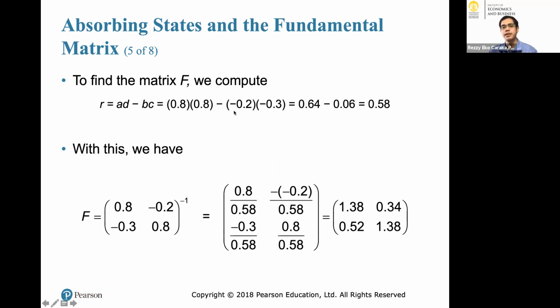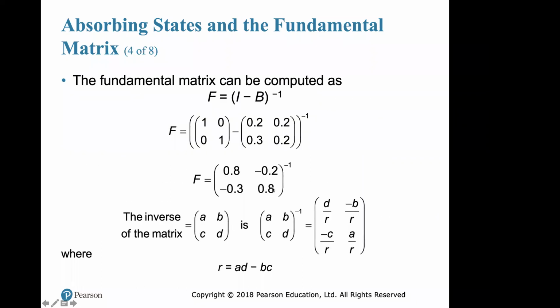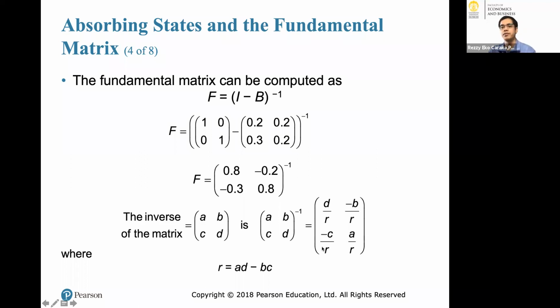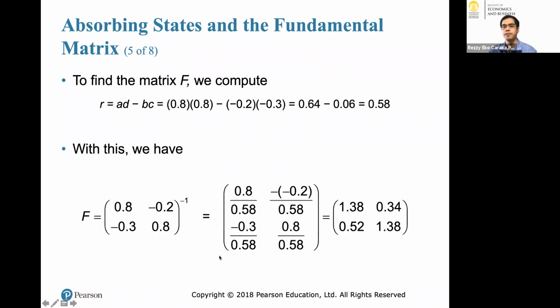So you can do it like this: AD is 0.8 times 0.8, and minus BC is minus, minus 0.2 multiplied by minus 0.3. So you will get R, which is 0.58. To invert, we have to find R first, and then divide by this R. So we have 0.8 divided by 0.58, and so on. That's why our F is about 0.138, 0.3, 0.5, and 1.38.